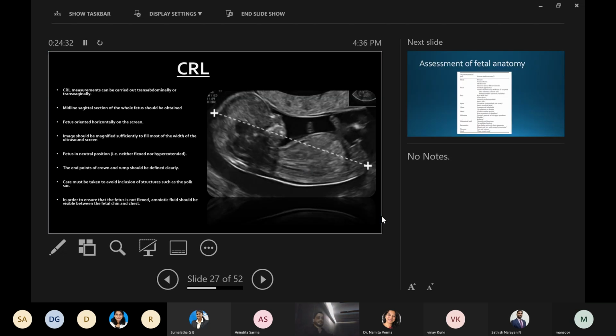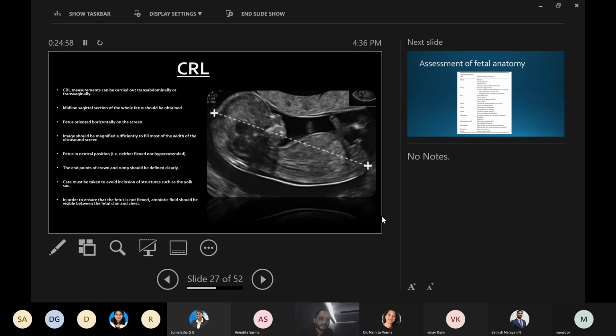So CRL, I think the fonts are very small, but I'll just try to explain this. So it can be carried out transabdominally or transvaginally. First criteria for taking a proper CRL is that the plane of the baby should be a mid-sagittal plane. That is, the whole fetus should be seen in mid-sagittal plane.